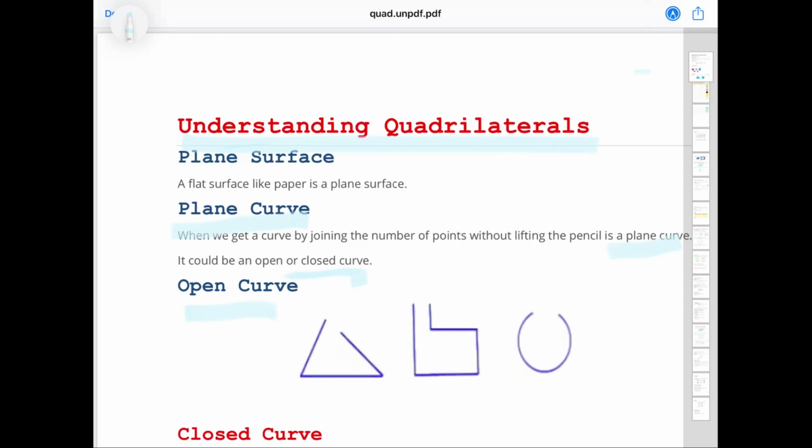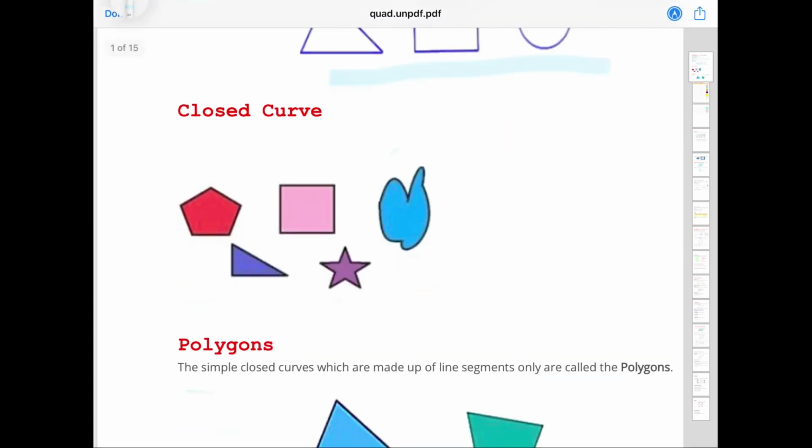Here you can see the examples of open curves. You can see this part is open. So these curves are open curves. See, all these are closed curves. The figure is closed. So these are the closed curves.